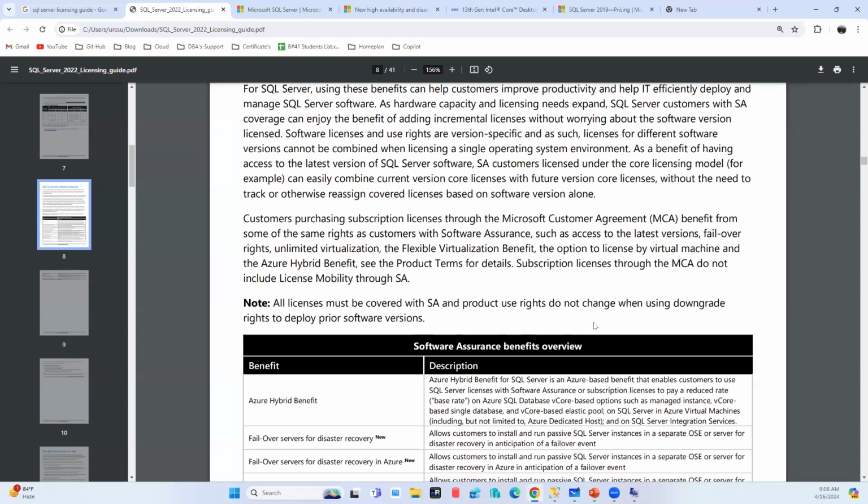Is there any way we can see whether it's per core or CAL licensing? Yes, ma'am. I will show you.